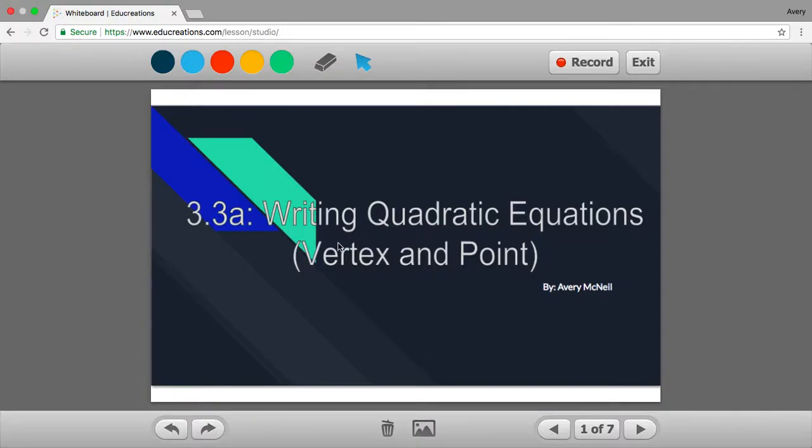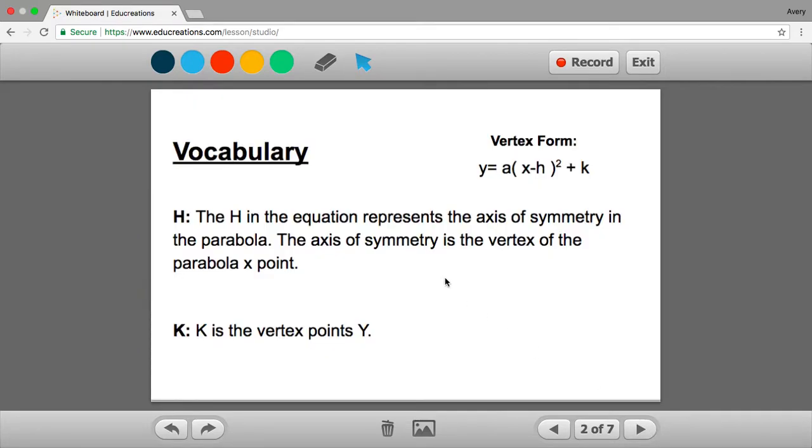I will be explaining how to write quadratic equations using only a vertex and a point. So let's get into our vocabulary. Our h in the equation represents the axis of symmetry of the parabola. The axis of symmetry is the vertex of the parabola's x-point. The k is the vertex point's y.